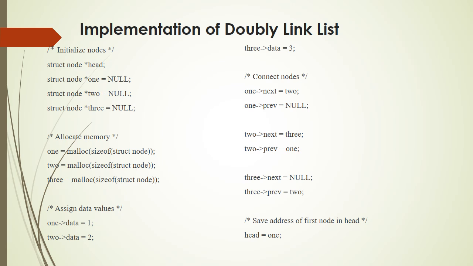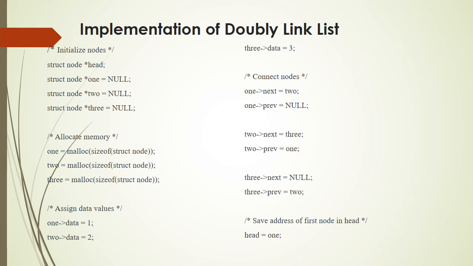After that, we have to assign the values to each node. There are three nodes available: 1, 2 and 3. So we assign the value 1 to the first node, 2 to the second node, and 3 to the third node. Now we want to connect the first node to the second, and the second to the third, but also remember that we connect the previous node.